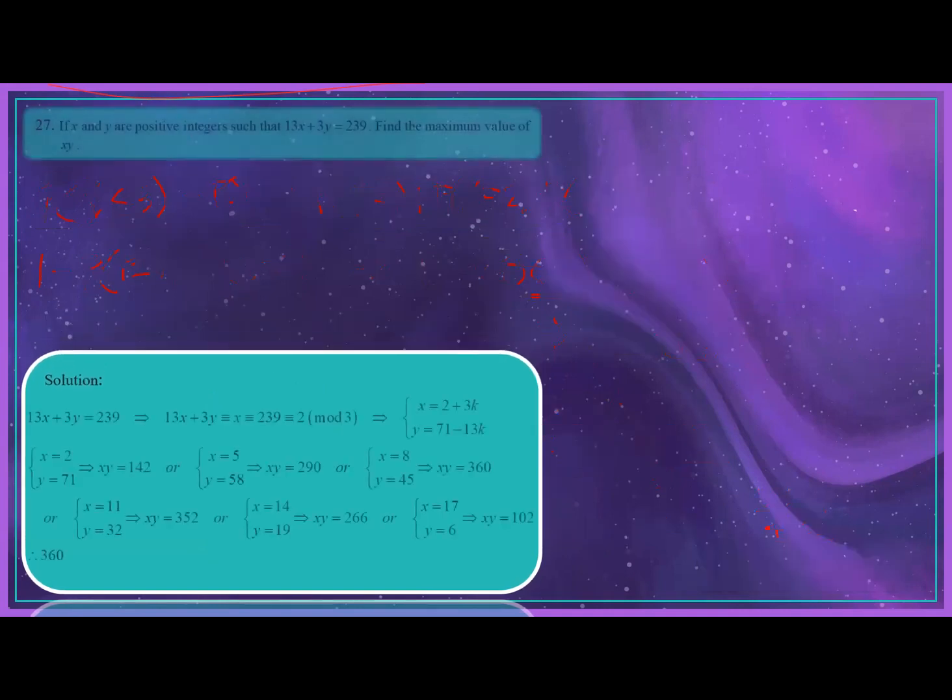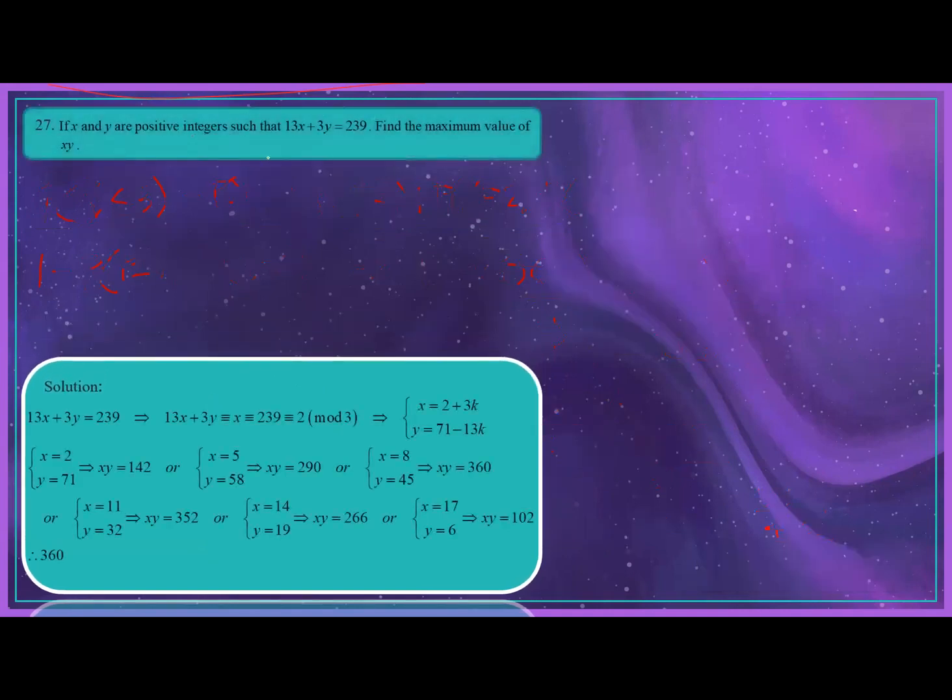27. If x and y are positive integers, so here we have this restriction, such that 13x plus 3y equals 239, find the maximum value of x times y. Here we are required that x and y are positive integers. For this, we can use the extended Euclidean algorithm.